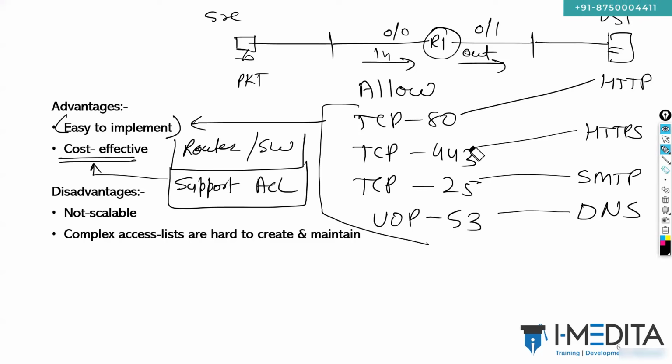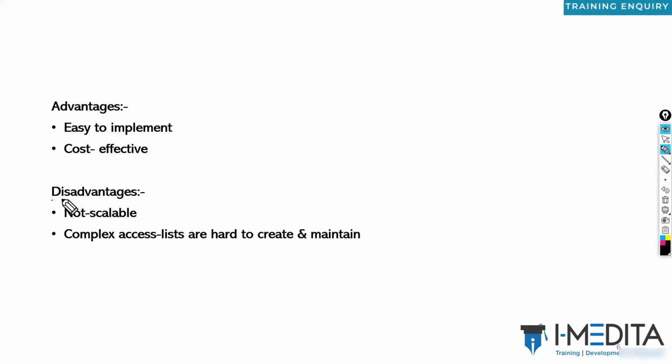So the advantages of packet filtering are two, or you can also add more. It will be easy to implement if we know the ports. It can be cost effective if our infrastructure devices like router and switch support ACL configuration, then there is no need to do additional investment. Along with advantages, we have some disadvantages of packet filtering.